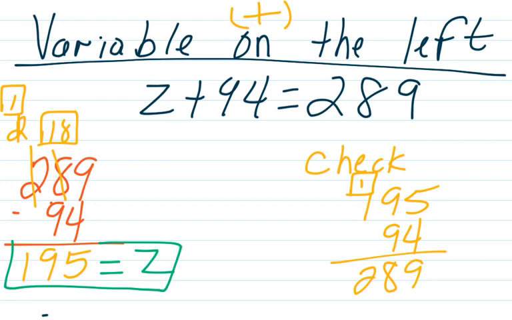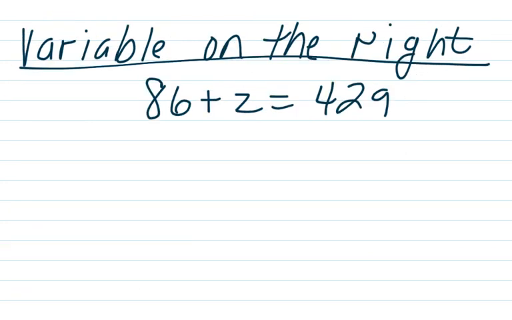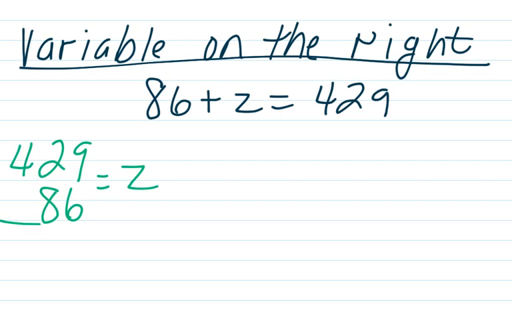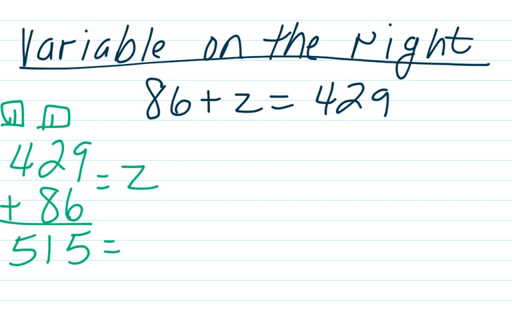So let's look at one more. This time we have the variable on the right. The first thing we're going to try to do is continue through and try to add just like we've done at first, because it's asking us to add. So let's see if we can add to find z. So 429 plus 86 equals z. Okay, add those up. 5, regroup. 11, regroup to the hundreds place. 515. Okay, so right now 515 equals z.